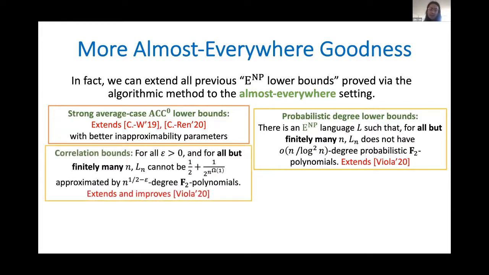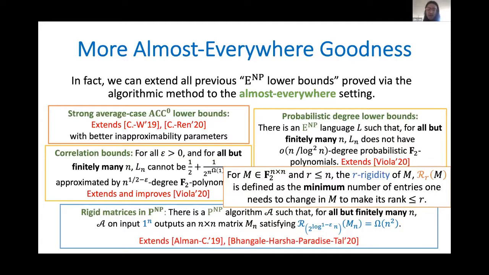Similarly, we extend and improve our previous E^NP correlation bounds for F2 polynomials. We show that for all epsilon greater than 0, there's an E^NP language L such that for all but finitely many n, L_n cannot be 1/2 plus 1 over 2^(n^omega(1)) approximated by n^(1/2 minus epsilon) degree F2 polynomials.